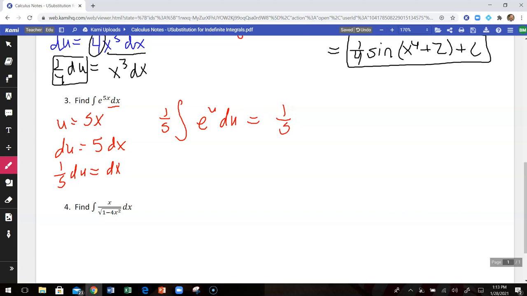We have 1/5. The antiderivative of e to the u is e to the u plus c, which means we get 1/5 e to the 5x, plus c.